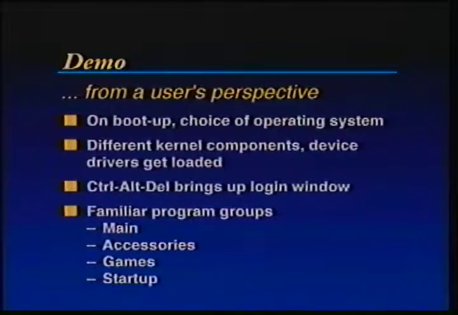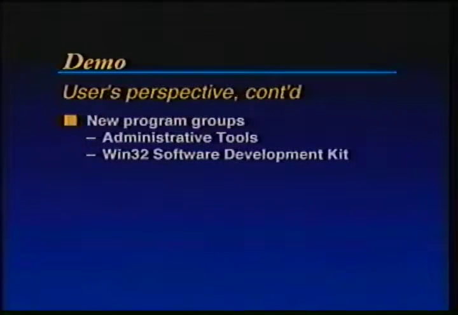Then I'll go through showing you some of the applications, such as the main program group, the accessories, the startup, and so forth. In addition to that, we'll look at some of the new program groups, such as administrative tools and the software developers kit. We're not going to explore those in any detail right now. We're going to do that later on during the technical overview. Okay, so sit back and enjoy a demonstration of Windows NT.